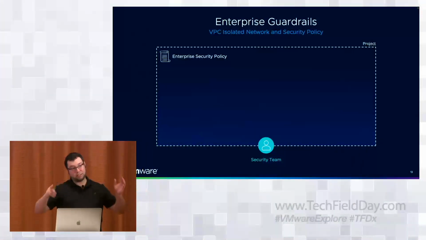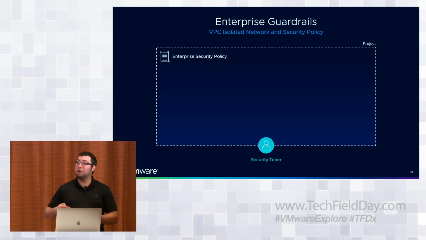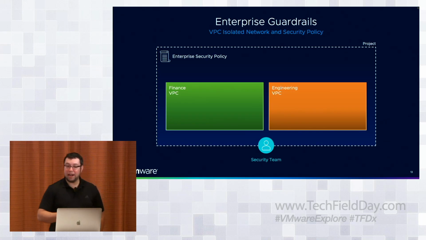So we were talking earlier about a project and then a VPC living inside of it. In this case, the security team would go in and create the enterprise security policy within the project. Now remember, this is outside of the scope of the VPC. This is how we can set corporate guidelines, making sure there's policy in there so users can't do anything that would go against compliance or anything else the company has. Now within that project, we create, in this example, a finance VPC and an engineering VPC. This is where all the policy and the workloads, everything, lives.